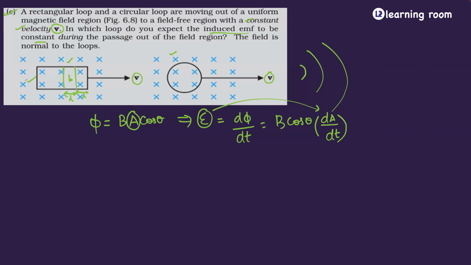So what is the answer? In the case of this rectangle, the EMF that is going to get generated is going to be a constant. And what is the reason? You will write: EMF is going to be constant if the rate of change of area is going to be a constant. Am I clear with that?